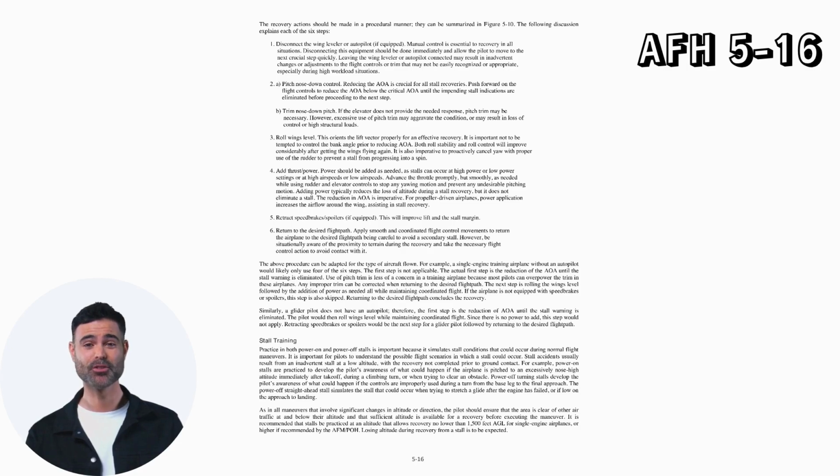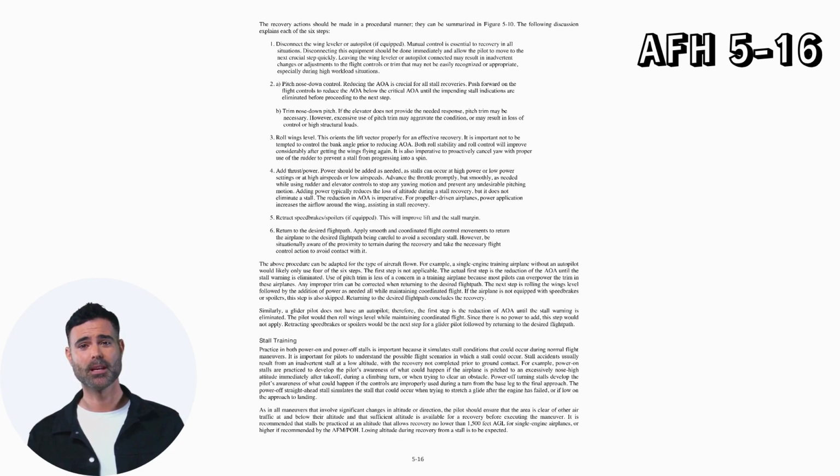Power-off turning stalls develop the pilot's awareness of what could happen if the controls are improperly used during a turn from the base leg to the final approach. The power-off straight-ahead stall simulates the stall that could occur when trying to stretch a glide after the engine has failed, or if low on the approach to landing.